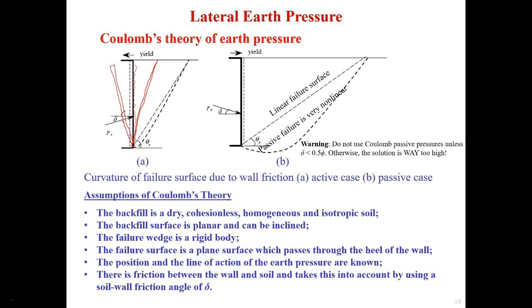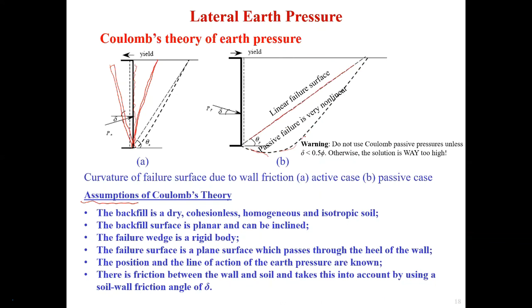Similar to Rankine's, here are a few assumptions of the Coulomb theory. The failure surface is assumed to be a plane, although the shape of the failure surface is actually curved. So you assume that's a plane failure surface, which is similar to the Rankine theory. But actually, if you do some experiment or numerical analysis, you will find the failure surface is curvy, very nonlinear. So this error is involved in making the plane surface assumption.